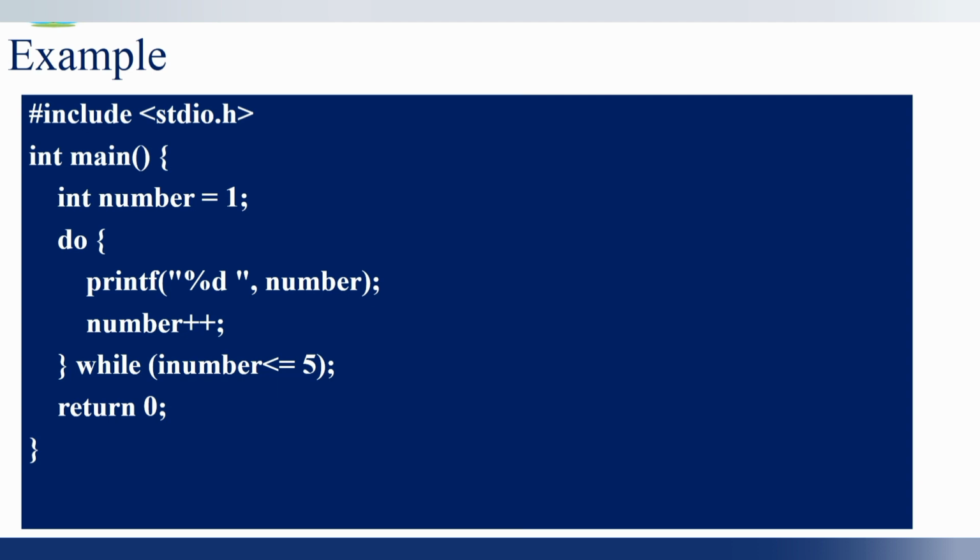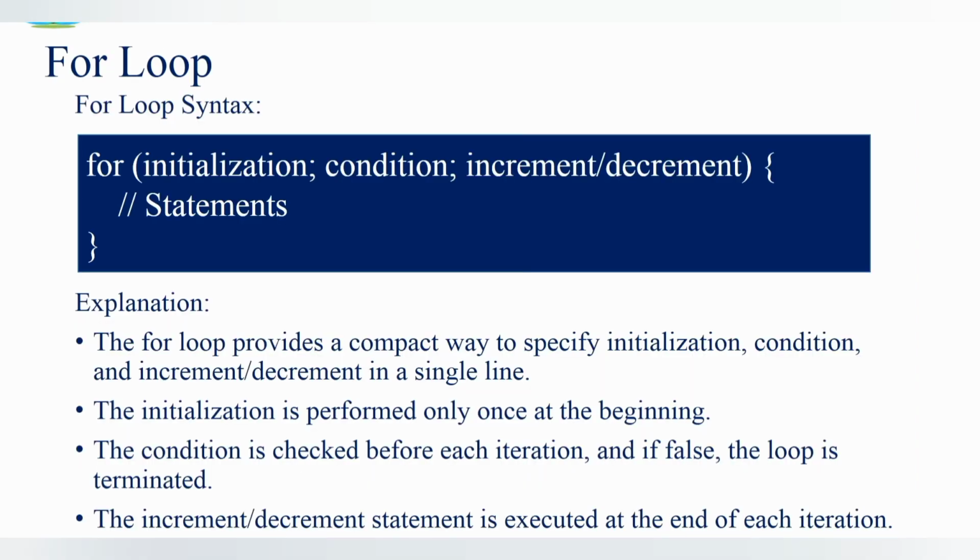The return 0 statement signifies the end of the main function and the successful execution of the program. Using a do while loop ensures the loop body is executed at least once before checking the condition. In this case, the loop prints the value of number and increments it by 1 until the value reaches 5. After the loop terminates, the program finishes executing.